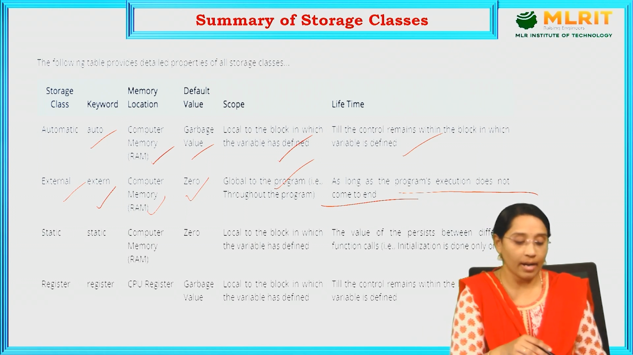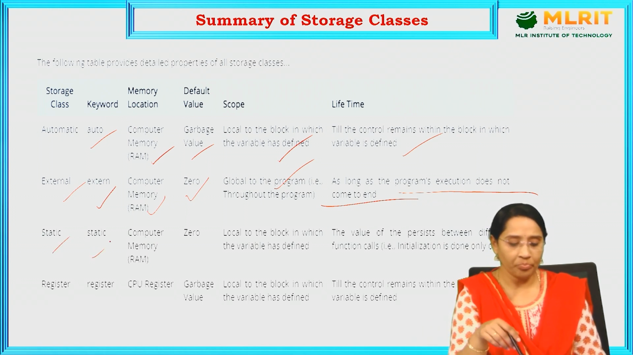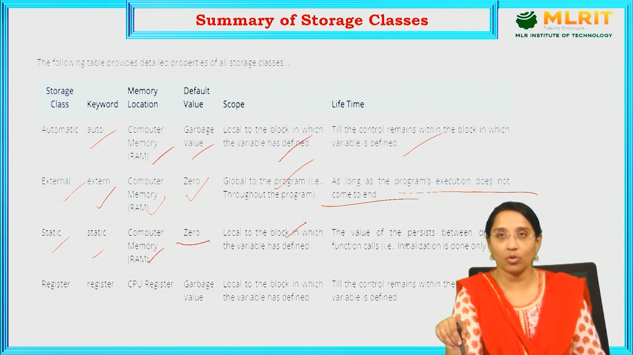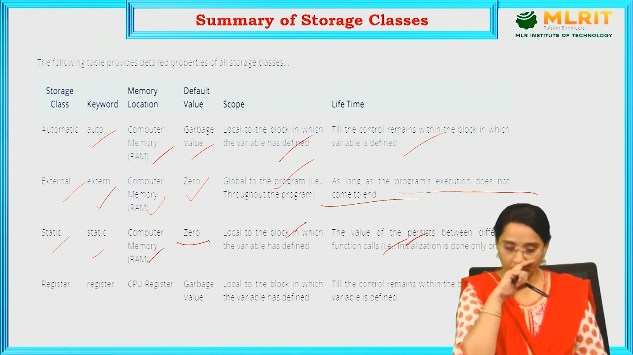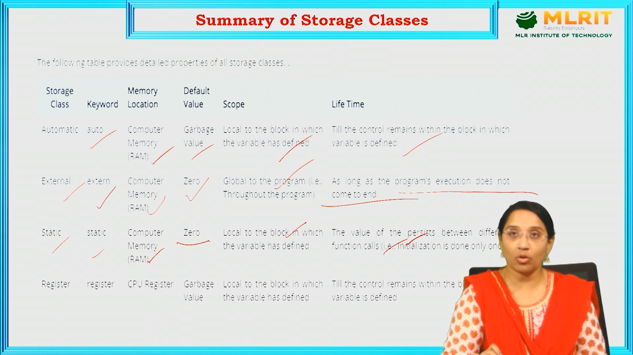Next, static. The keyword is static, location is memory, default value is 0, local to the block in which it is defined, and lifetime is the program. The value persists between different function calls. So scope is local to the block, but lifetime is throughout the program.